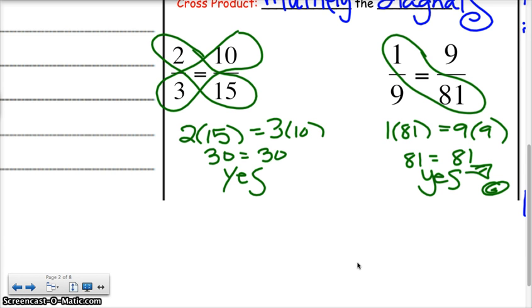I'm going to tell you that what I would do if you don't do the cross product method, you could say yes, but then you'd have to say something like 10/15 simplifies down to 2/3. You'd have to tell me how you know that, okay? All right, next.